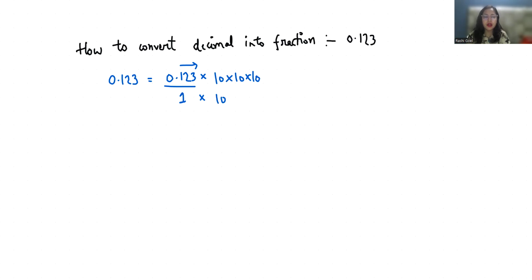So the numerator becomes 123 and the denominator becomes 1000. So the decimal 0.123 in terms of fraction is 123 by 1000.